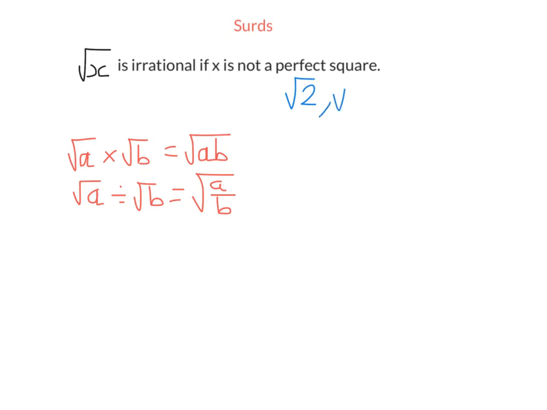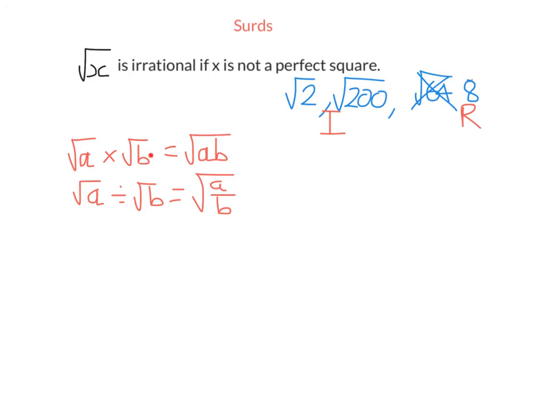The square root of, say, 200 is irrational because 200 is not a perfect square. The square root of 64, however, is rational because 64 is a perfect square. 64 is 8 squared. The square root of 64 is 8, and whole numbers are always rational. So whole numbers are rational, but if you square root a non-perfect square, it's irrational. So we need to perform operations with surds. Let's look at these two rules here. Root a times root b equals the square root of ab.